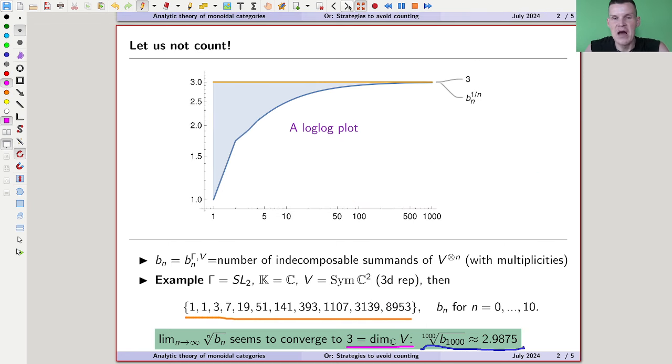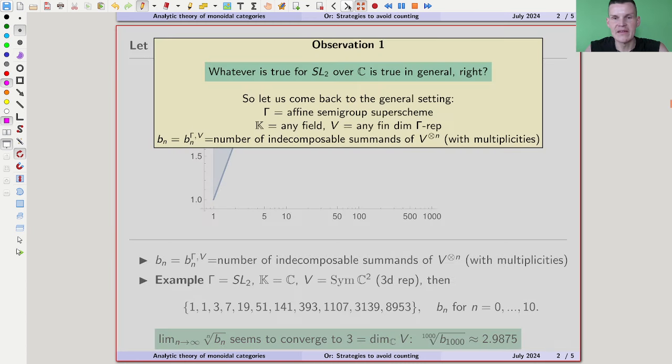And then something I've learned in my life is, I call this observation 1. Whatever is true for SL2 is kind of true in general. That's very far from really being true. But let's just make this an ansatz. Let's just go for it. In this following generality, for any affine semi-group superscheme, if you don't know what it is, doesn't matter. Just think of it as a group. Any field and any representation, we count this number that we just counted for SL2.